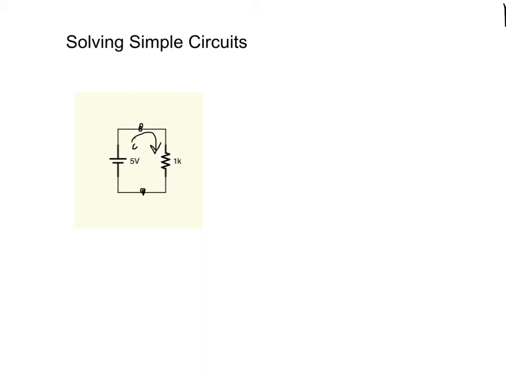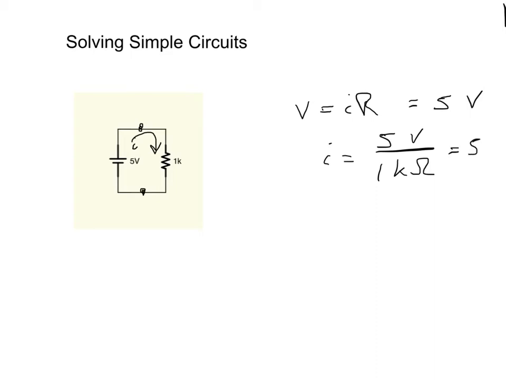So to find the current, we just have to look at the resistor here, and we can write down its IV characteristic, which will allow us to solve the problem. So what's its IV characteristic? The voltage is the current times the resistance, and we know what the voltage is. It's 5 volts, and therefore if we want to find the current I, we just have to take 5 volts and divide by 1 kilo ohm, in which case we get 5 milliamps.